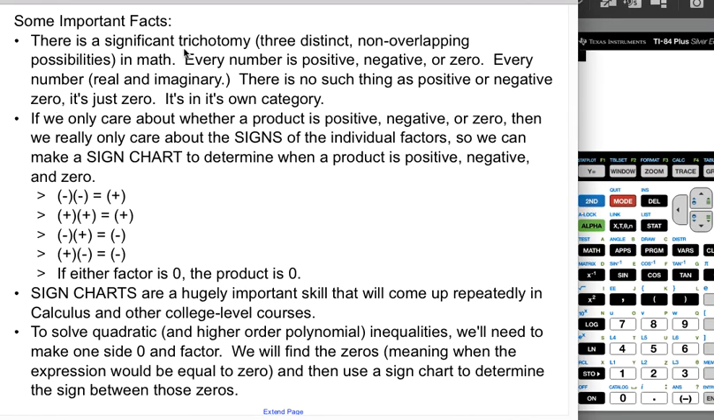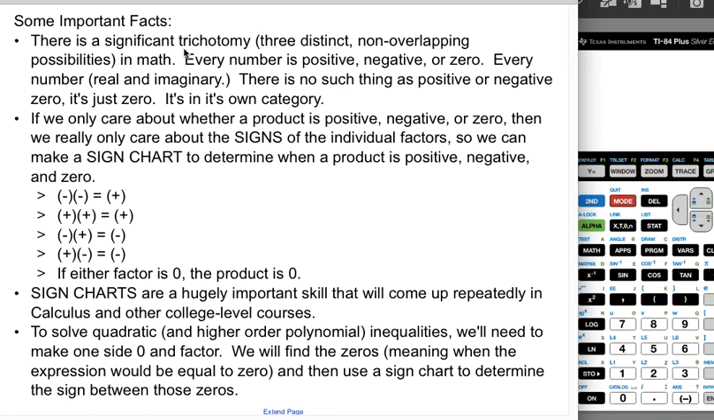A dichotomy in the world is something where there are 2 clear-cut answers. For instance, in binary, there's 0 and 1. All of the computer stuff you use is built on the fact that 0 is not the same as 1. So there's a significant trichotomy, meaning 3 distinct non-overlapping possibilities in math. Every number is positive, negative, or 0. Every single number, real and imaginary. There's no such thing as a positive or negative 0. It's just 0. It's in its own category. So every number, whether it has an i or it doesn't, whether it's the square root of 2 or not, can be categorized as either positive, negative, or 0, only one of those 3 things. So a lot of what we're going to do with these inequalities is built on that information.